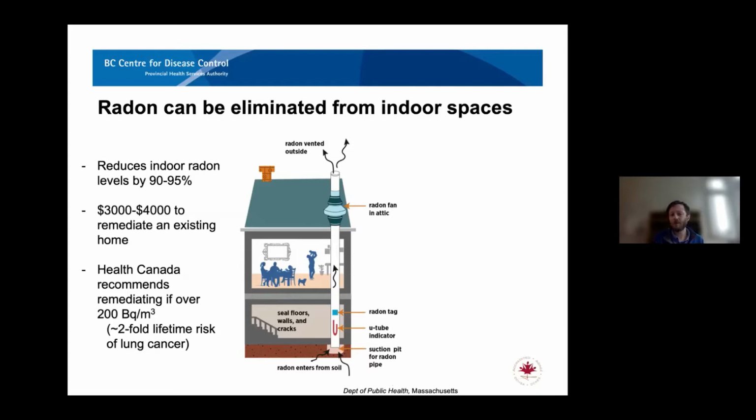It is expensive though. It's about $3,000 or $4,000, depending on various factors, to remediate an existing already built home, to have this kind of system installed. So Health Canada recommends remediating your home if you're over 200 becquerel per meter cubed. That's the measurement that we use for radon. That translates to about a 2-fold lifetime increased risk of lung cancer. We'll be talking more as we go through here about what that measurement means, what that looks like for a community. But just so you know, there's a threshold at which Health Canada recommends you install this sort of system if you have radon above that threshold.